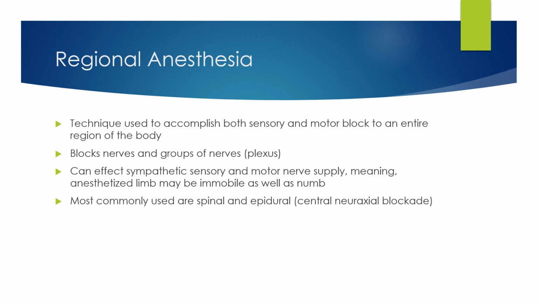All right, regional anesthesia is a technique used to accomplish both sensory and motor block to an entire region of the body. It blocks the nerves and the groups of nerves known as a plexus. It can affect sympathetic, sensory, and motor nerve supply, meaning that the anesthetized limb will be immobile as well as numb. The most commonly used ones are spinals and epidurals.